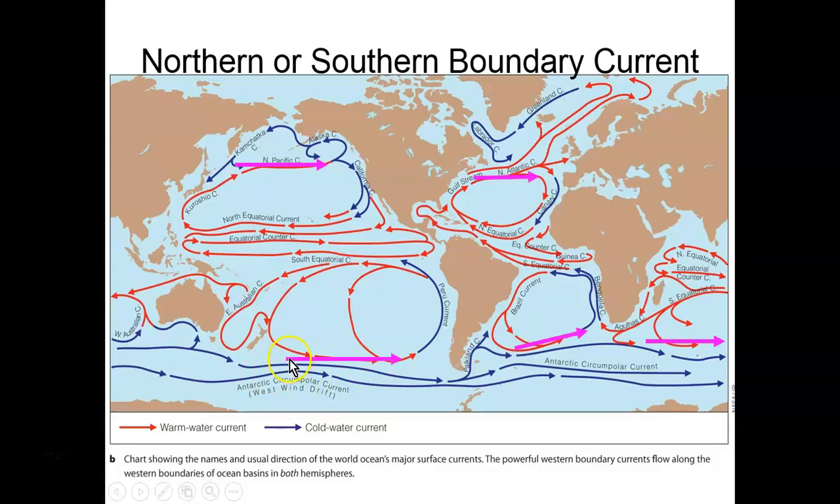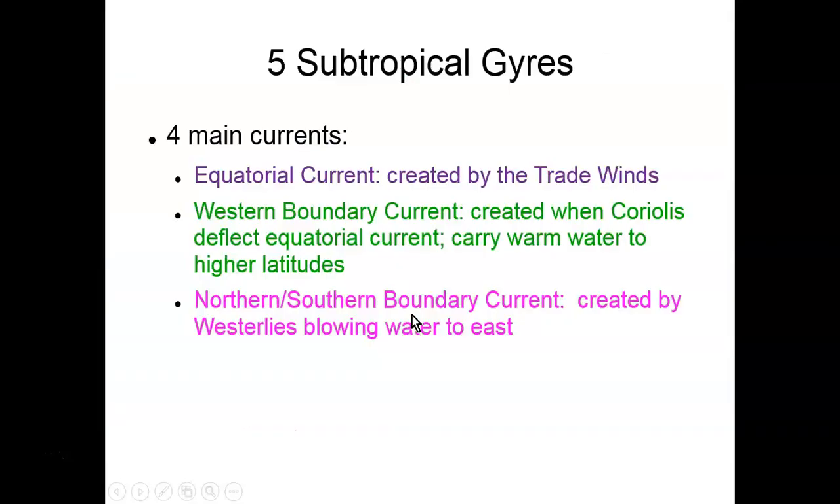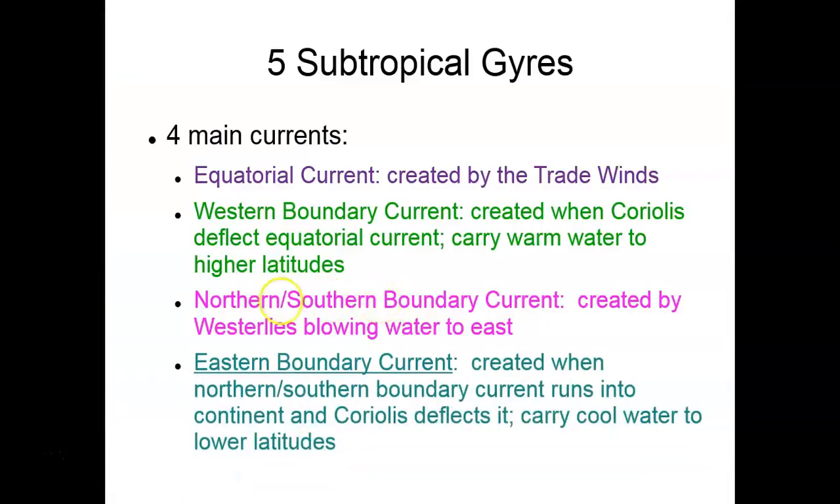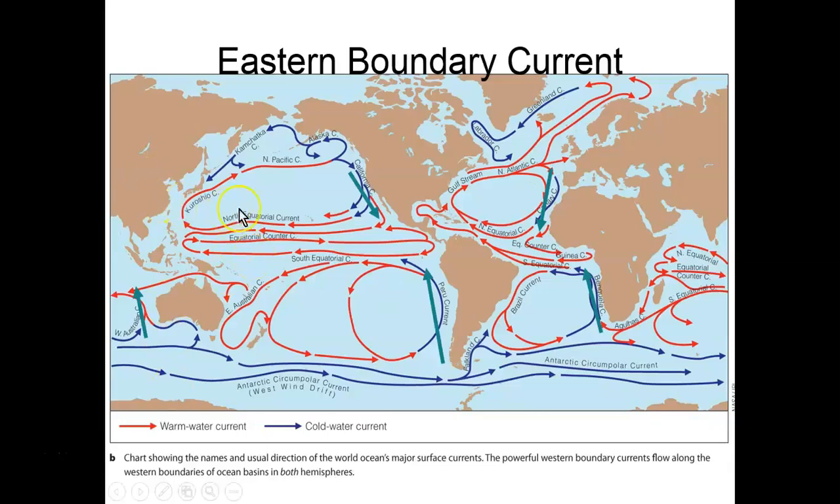Okay, so we have the southern boundary current again going from the west towards the east in the South Atlantic, and from the west towards the east in the Indian Ocean. And then finally, each of our subtropical gyres also has a western boundary current. And that's created when your northern boundary current or your southern boundary current runs into the continent and Coriolis deflects it. And since this is coming from higher latitudes and moving towards lower latitudes, it's carrying cold water with it, or cool water.